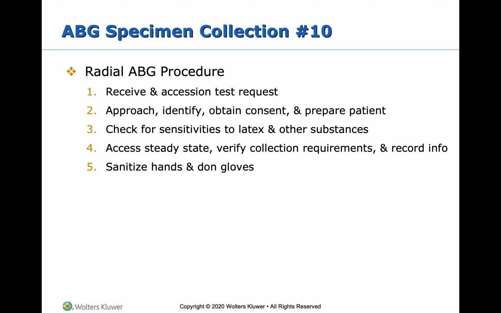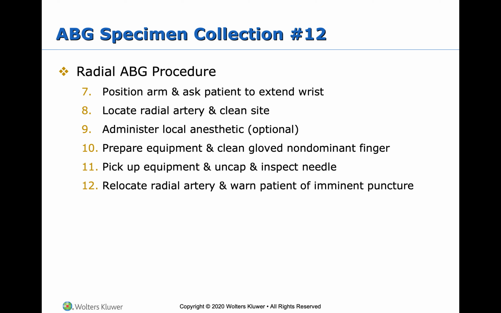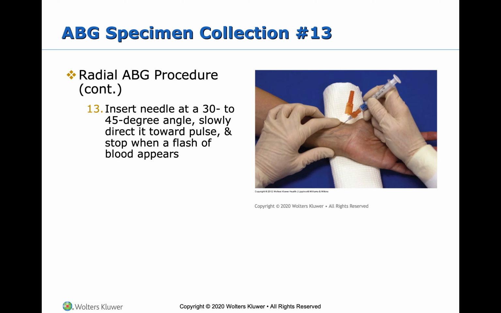Prepare your equipment and clean your gloved non-dominant finger. Pick up your equipment and uncap and inspect the needle. Relocate your radial artery and warn your patient of the puncture. So here's some pictures. Insert your needle at a 30 to 45 degree angle. Slowly direct it towards the pulse that you feel in your non-dominant finger and stop when a flash of blood appears.